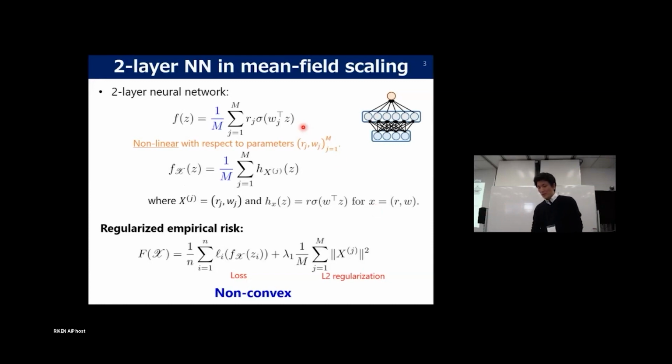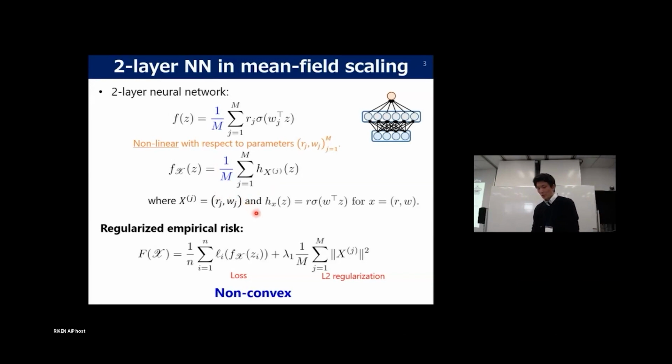As I said, we are interested in optimizing the neural network, which could be written like this. Today we consider only the two-layer network. This is one neuron. Each neuron can be denoted by h_x, where x denotes the couple of parameters R and W, the second and first layer parameters. Then we have M neurons and take their average. This is our neural network model. Because this is an average, this is called a mean-field regime. If this factor is 1 over square root M, it is called the neural tangent kernel regime. But here we consider the mean-field regime.